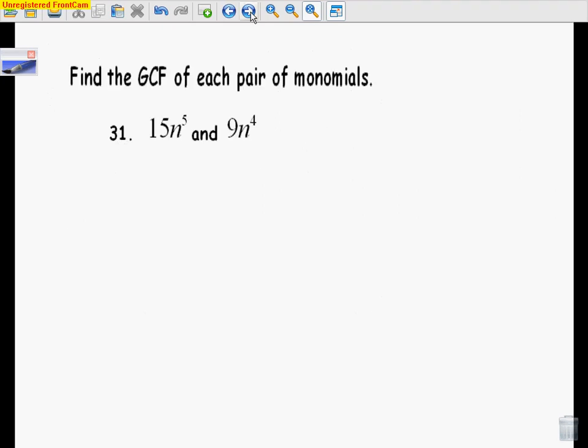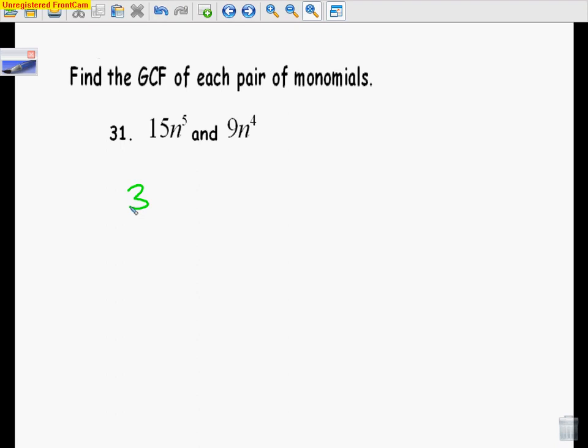Number 31, find the GCF of each pair of monomials. GCF, once again, meaning the greatest common factor. When you're doing that, the first thing you want to look at is the coefficients, the numbers 15 and 9. What's the biggest number that divides evenly out of both 15 and 9? Well, that number is 3. So that's the numeric part.